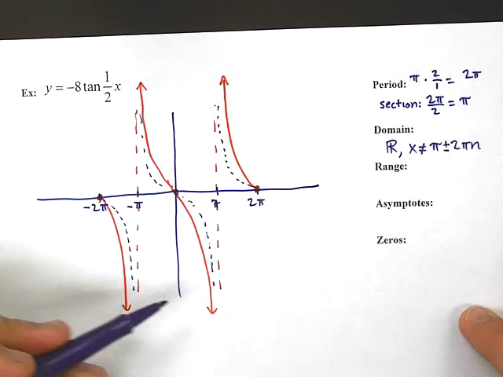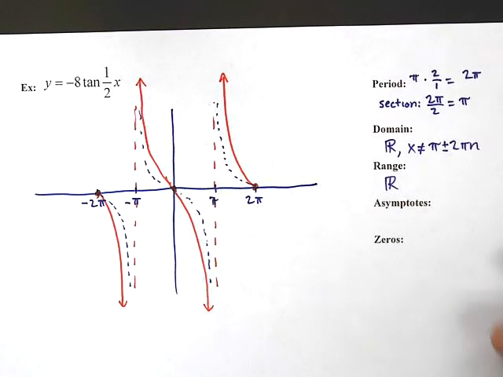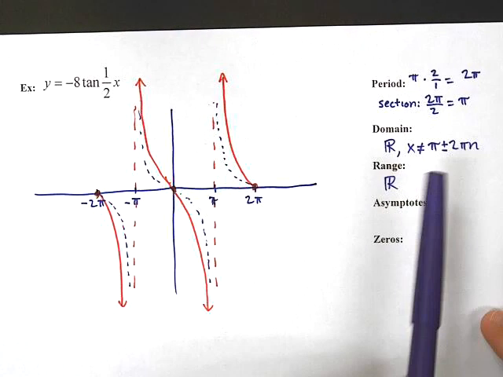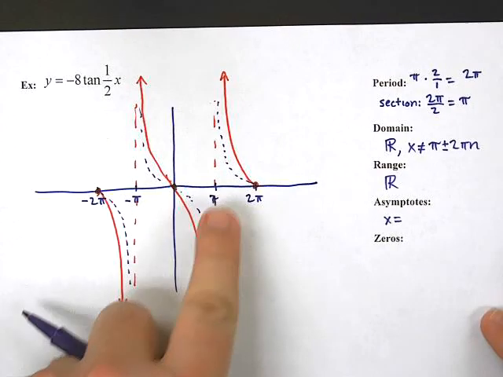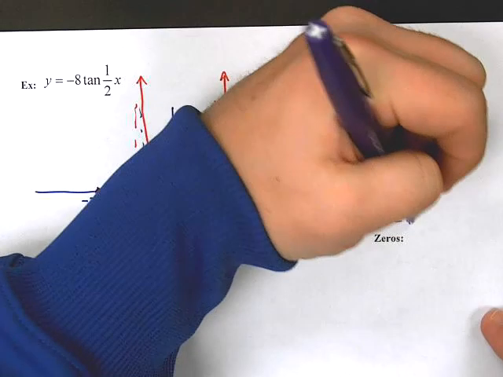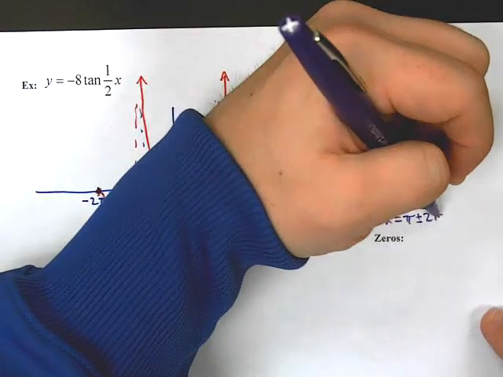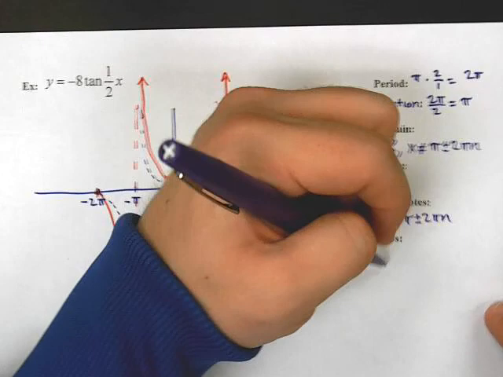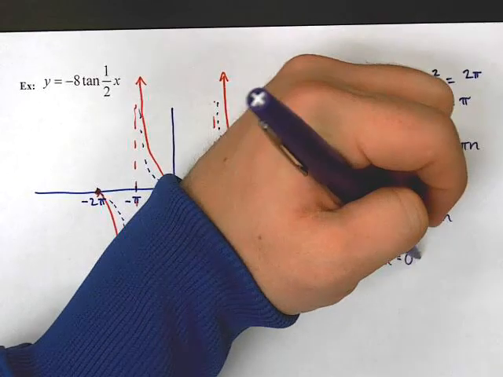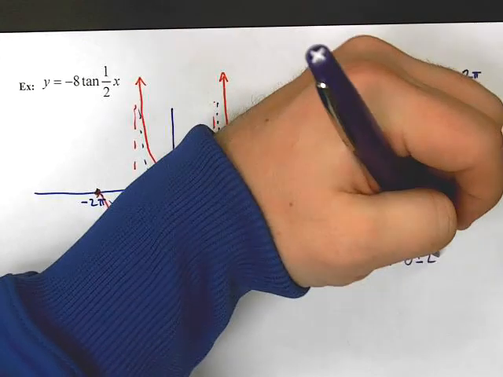Let's think about the range. Oh, what didn't we say? Range is always going to be all real numbers for these. That's good. That's easy. Asymptotes, we already did, right? X is equal to pi plus or minus the 2 sections again, the 2 pi n. And then zeros. Our first 0 is at 0, so x equals 0. And we have to add or subtract 2 sections, or 2 pi n.